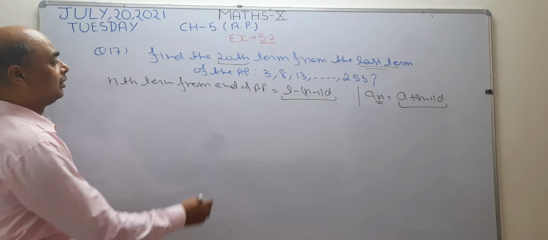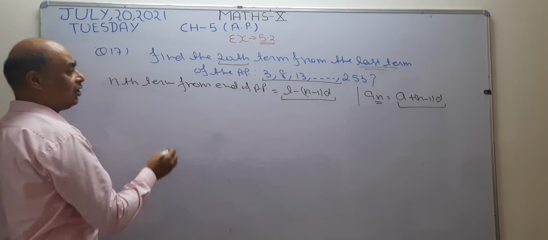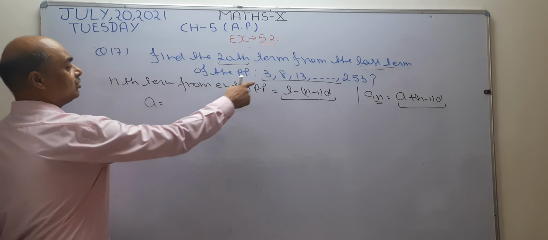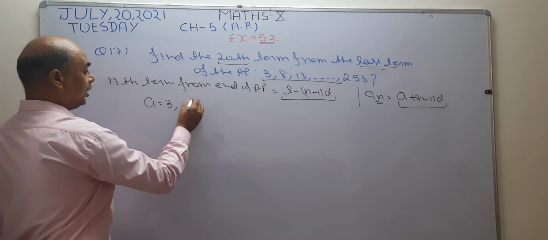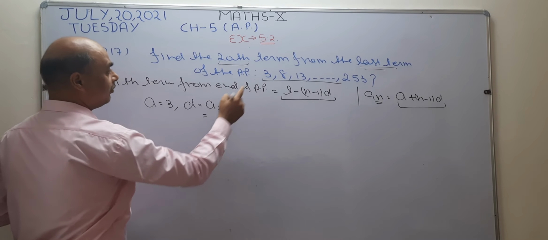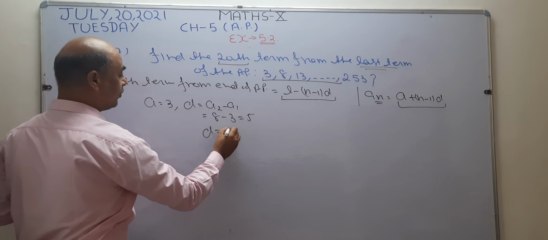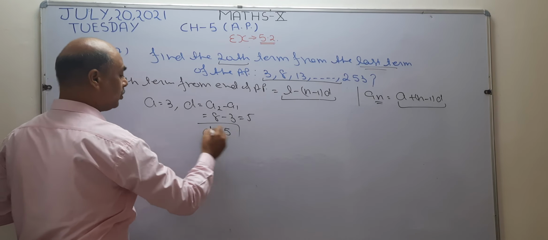But in this question, the AP is given. From the given AP, I want to find the value of a. What is the value of a? a means the first term. The first term is 3. Now, finding the value of d, the formula is a2 minus a1. What is a2? 8 minus 3 equal to 5. So the value of d becomes 5. Okay. What is the last term? The last term is given, 253.